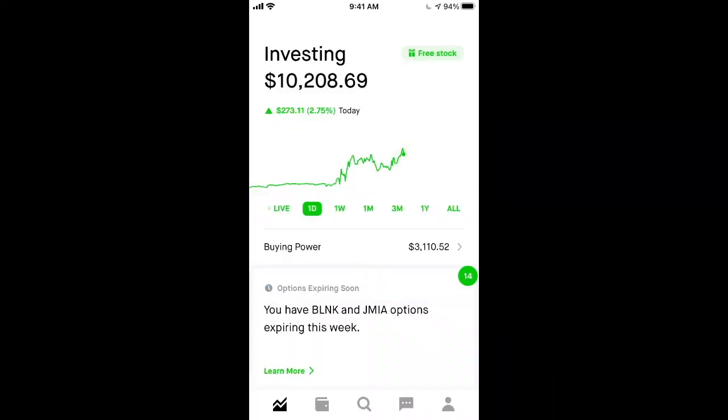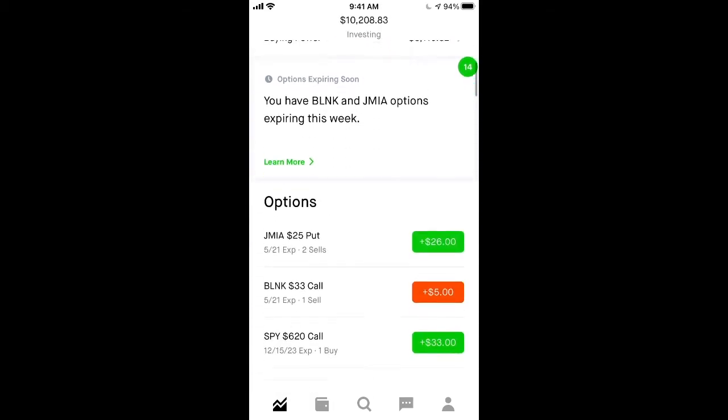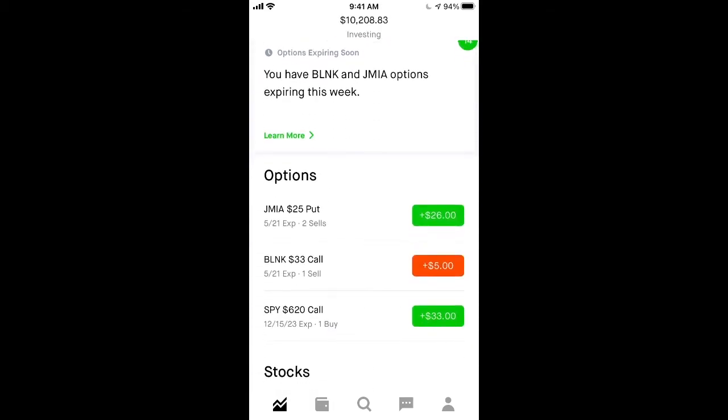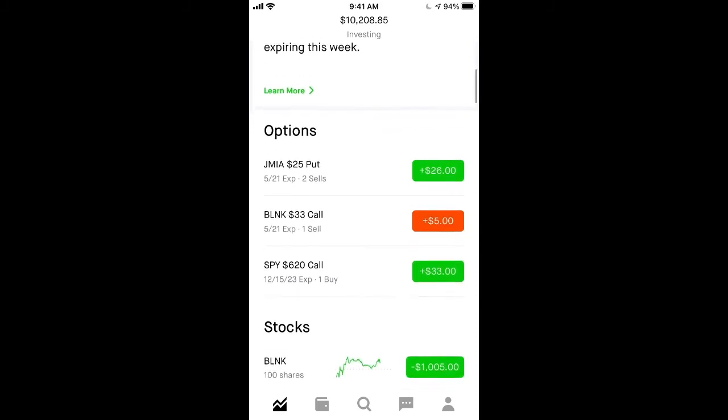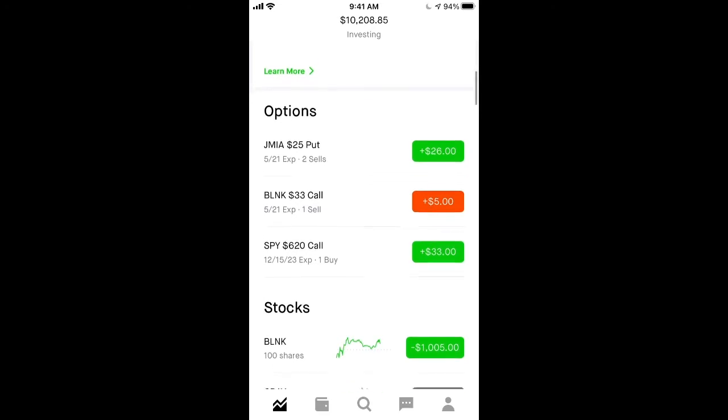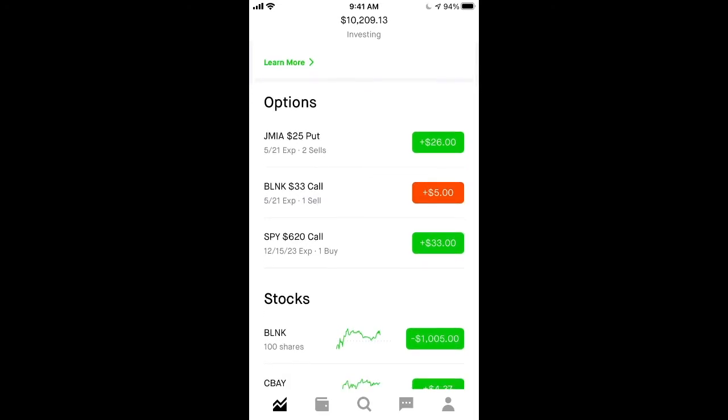Like I said earlier on, today's video is going to be a little bit different. What we're going to do today is I'm going to walk you guys through the Robinhood app. I'm going to use both the on-screen selection, and at the same time I'm going to be pointing at it directly from my phone. So I currently have these 3 trades open right now. I have Jumia, I have Blink Charging, and I have SPY.